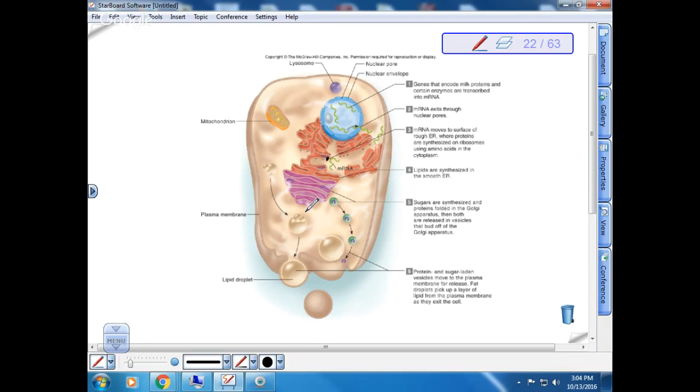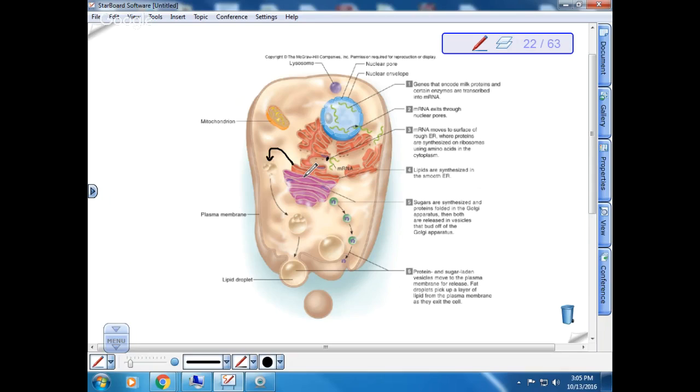So then we also have the smooth ER. So that would be right here. This is part of the endoplasmic reticulum that has no ribosomes on it, but this is what is producing the lipids. The lipids don't have to go to the Golgi apparatus. They just simply pass through the plasma membrane of the cell and are secreted in that fashion. So that would be like the triglycerides, cholesterol, the long chain fatty acids. Those are all produced by the smooth ER.